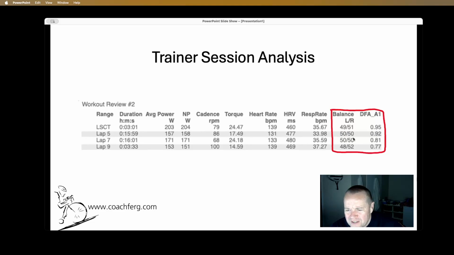You can also see the left-right balance. Been having issues with left-right balance, the left side being a little bit lower. It's only really on the high cadence stuff, and that's what I'm seeing now when I do any high cadence efforts, that imbalance starts to creep in. And again, detrended fluctuation analysis not really giving me too great an insight.